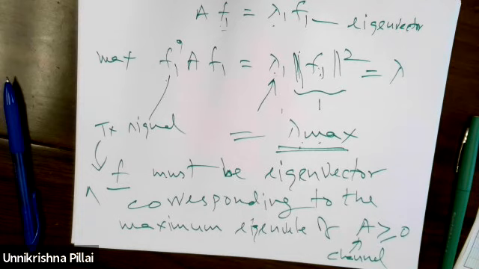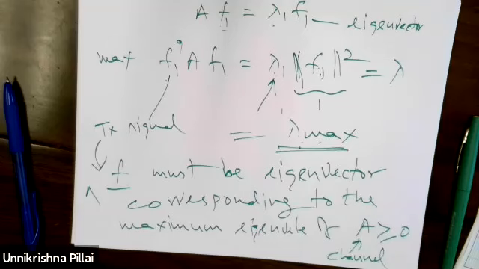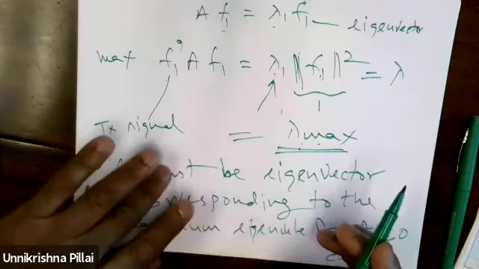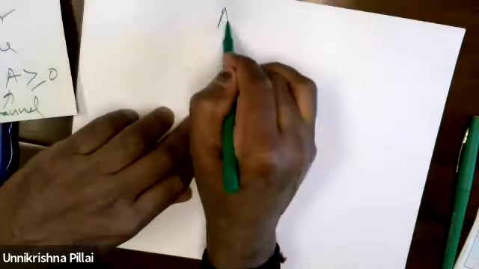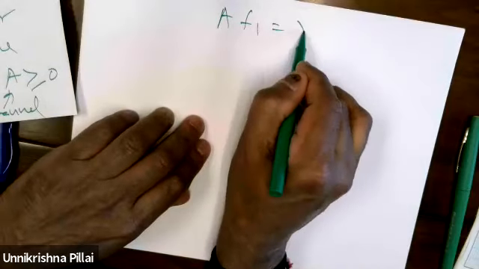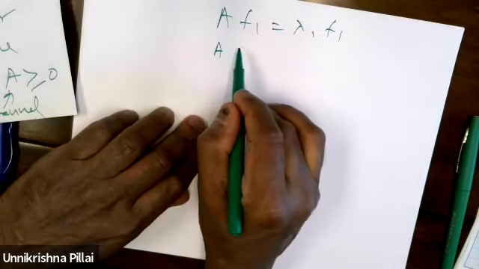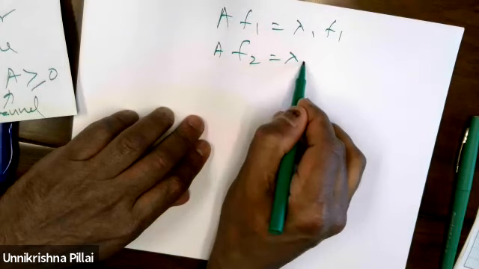So here the F1 vector has to be an eigenvector. Why can't it just be any other vector? Okay, so that's what I'm trying to say. Look at here. Let's take a different problem. A matrix has got eigenvalues: A F1 is lambda 1 F1, A F2 is lambda 2 F2.